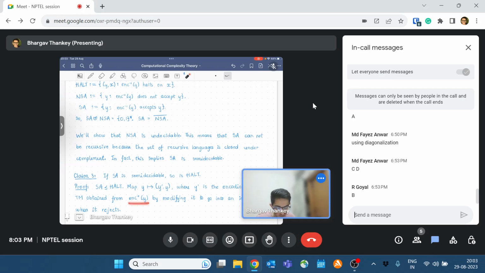But for n inverse y, there are three behaviors. It accepts and halts, rejects and halts, or does not halt, right? So I want to get rid of this reject and halt behavior.